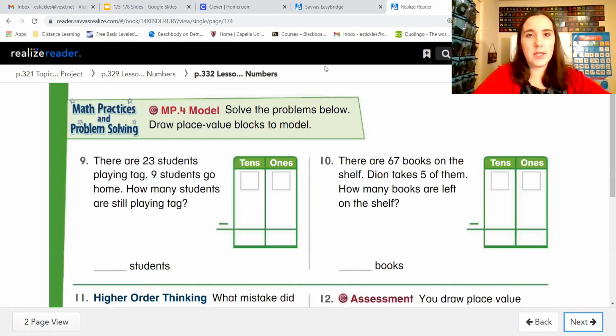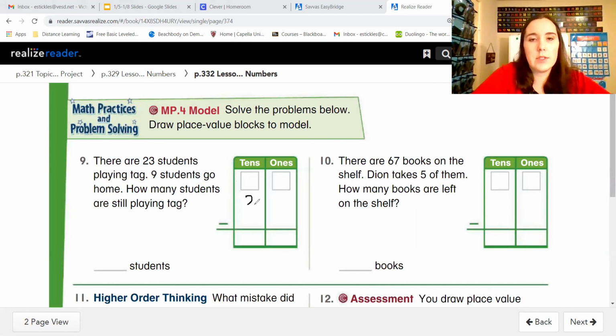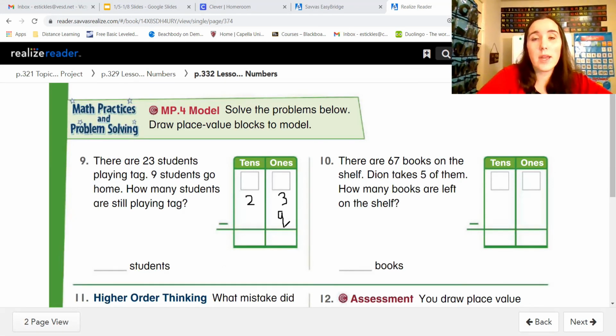Let's do number 9 together. It says there are 23 students playing tag. 9 students go home. How many students are still playing tag? So here's our subtraction problem. We have 23 students that we started with, and then 9 of them left. So we're going to take away 9. We're going to subtract 9 from 23.